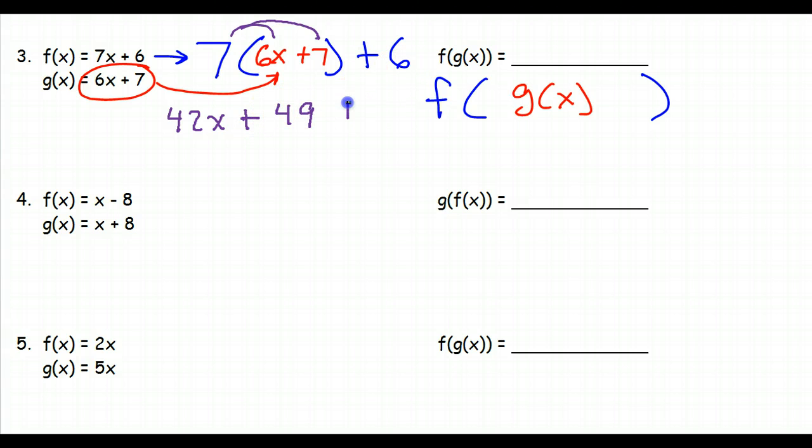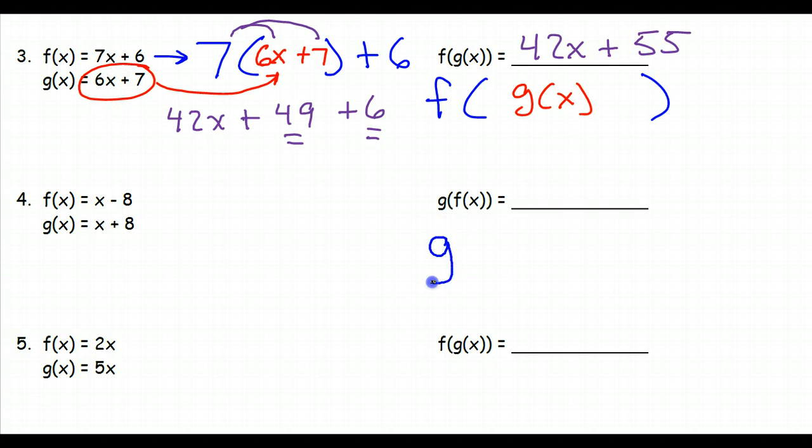And see this plus 6? It's still there. Then just combine these like terms, and that's your final answer. So this will be 42x plus 55. That's it. Easy peasy, right? Let's keep going.